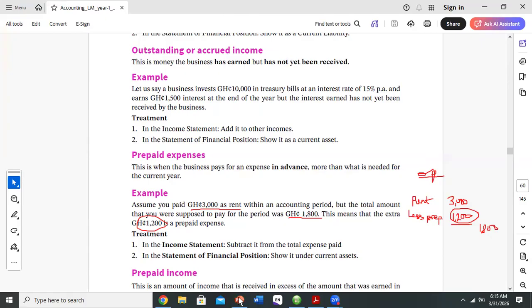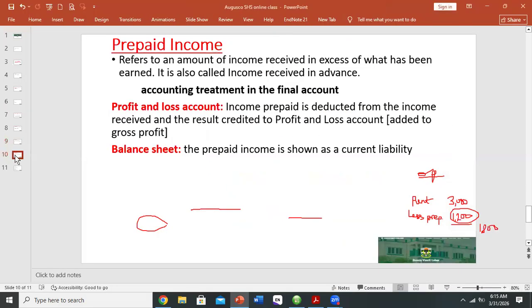Let's move to the third one. The third one is prepaid income. So we have finished with the expense part. We are looking at the income. Prepaid income, what does it mean?